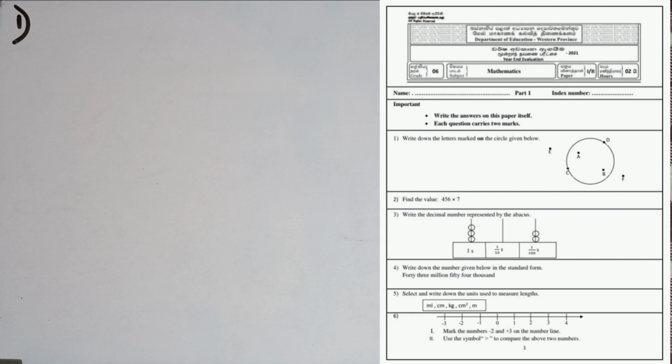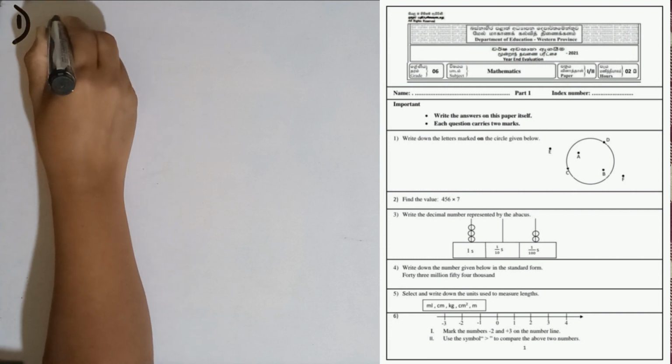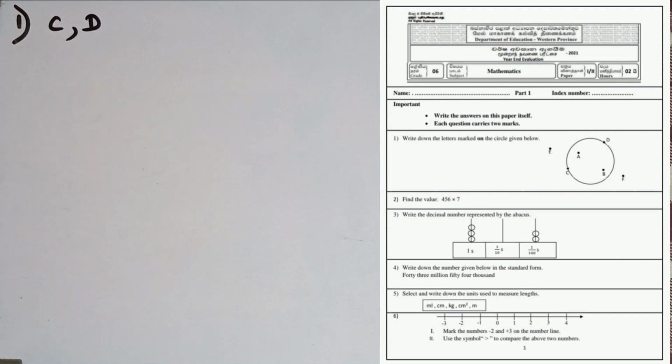Question number 1. Write down the letters marked on the circle given below. If we consider the diagram, the letters on the circle are C and D. So C and D are the answers. The letters E and F are outside the circle and A and B are inside the circle.